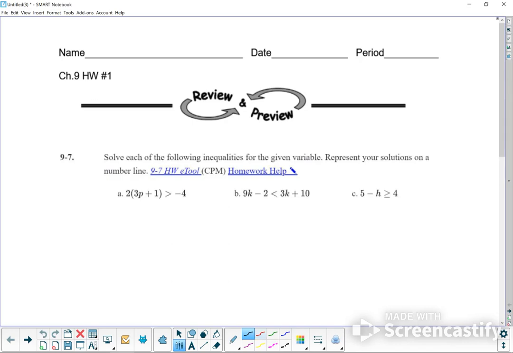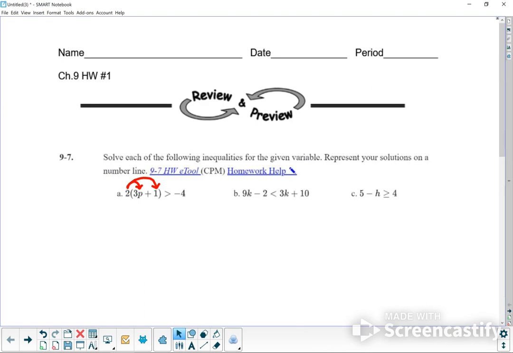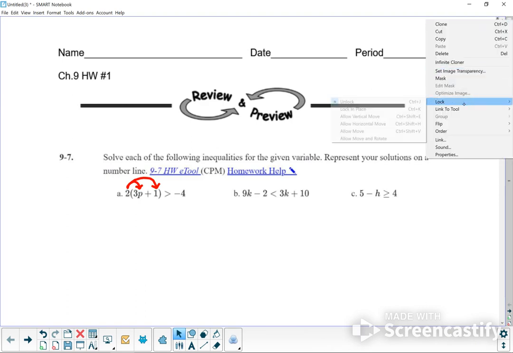All right, so number 7, 9-7, is we're going to solve each of the following inequalities for the given variable. We represent your solutions on a number line. All right, so first we're going to have to solve it. So first we're going to go ahead and distribute this 2 to there and to there. Before we do that, let me just lock this in place.